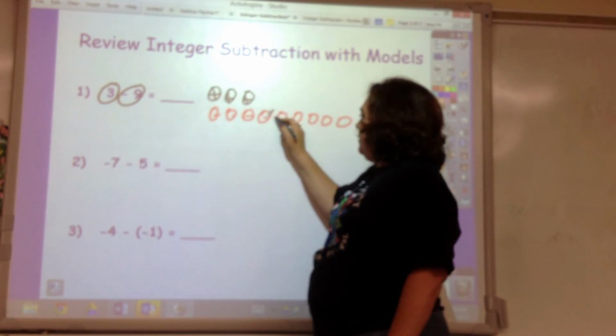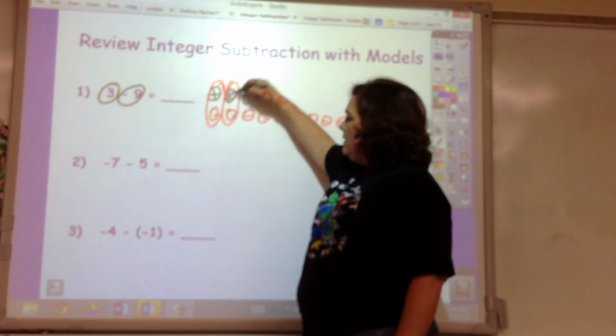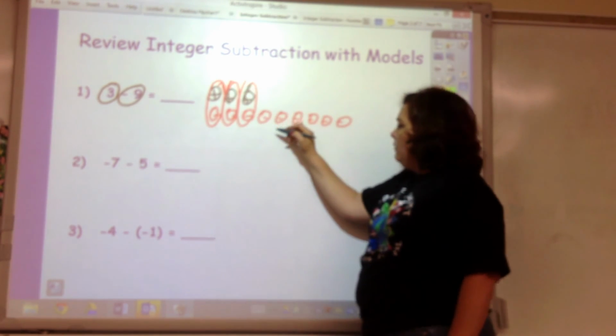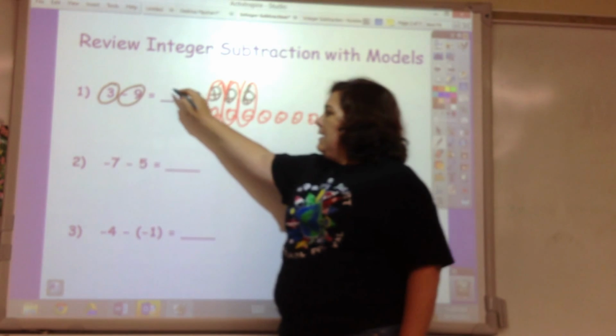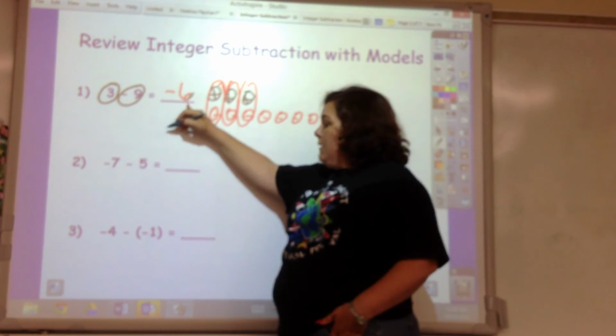So these are all negatives, and then I'm going to do my 0 pairs. These make 0, and I've got 1, 2, 3, 4, 5, 6, negative 6. So I was right. I predicted that I was going to be negative.